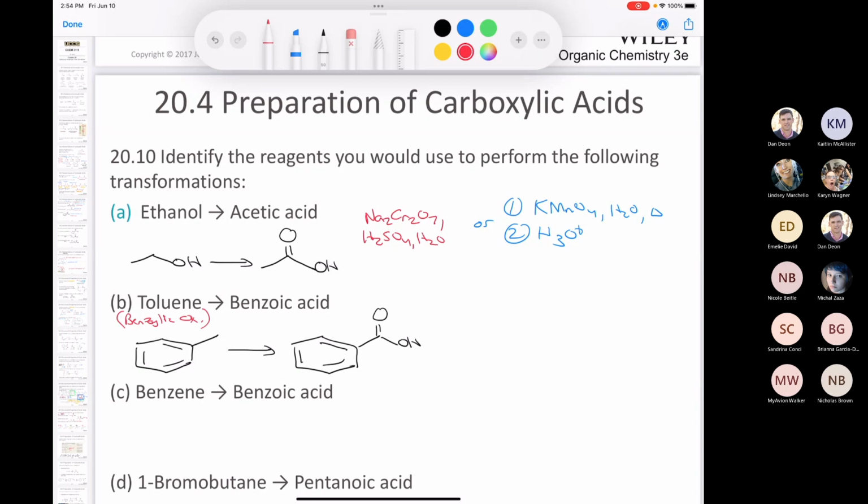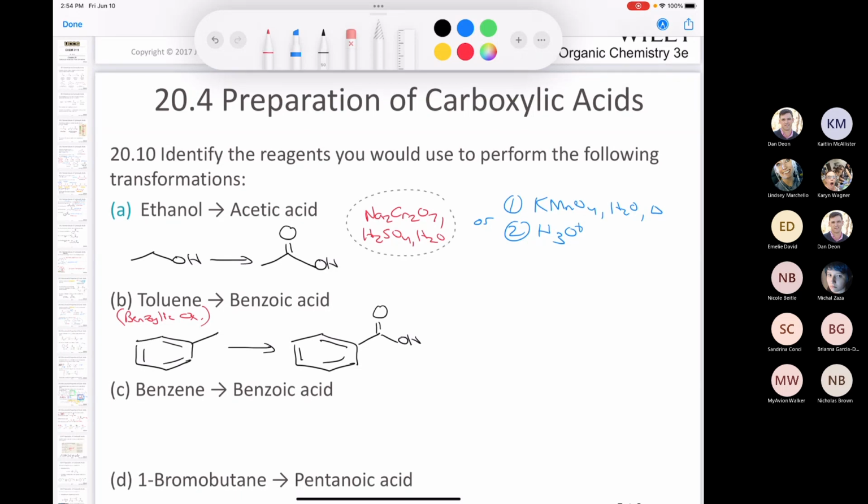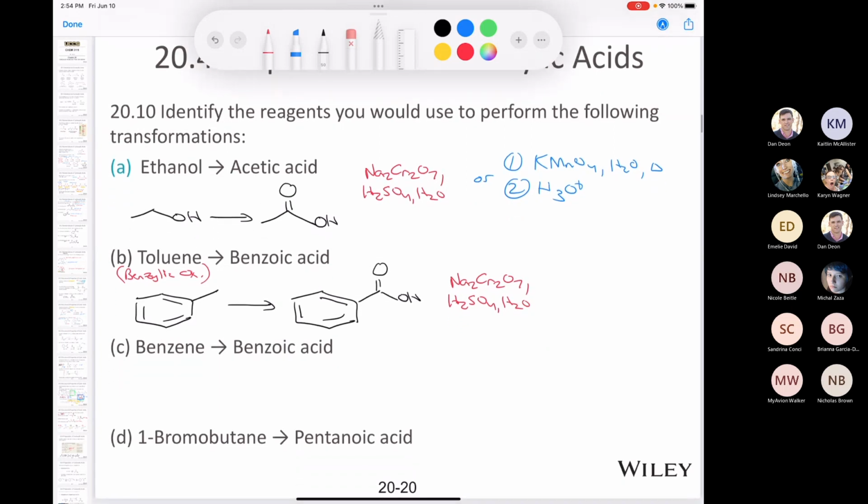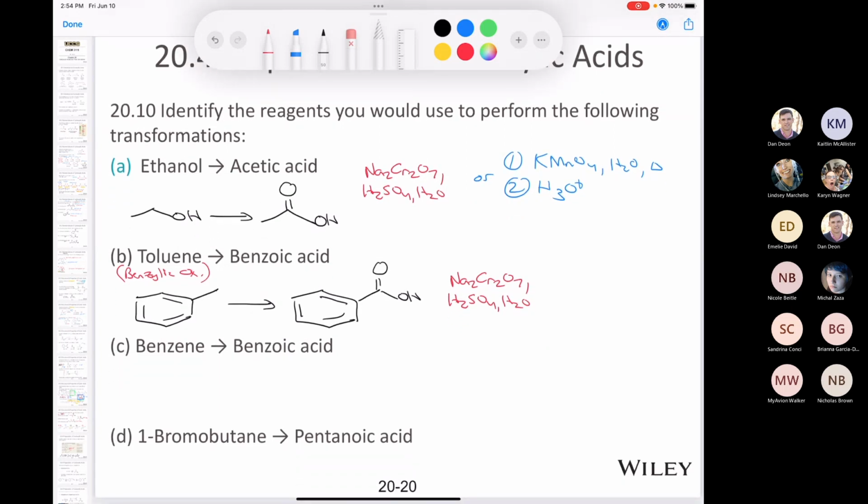Benzylic oxidation. This was covered way back in chapter 17. So if we want to do a benzylic oxidation, what are we going to do? We treat it with sodium dichromate. It's one of the best ways to do a benzylic oxidation. So let me just copy and paste that. So we'll paste that in here. Oops. Just love this thing. There we go. Next one, we want to take benzene and convert it into benzoic acid.